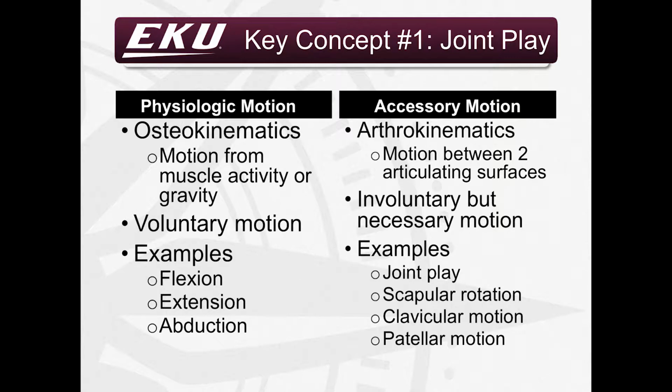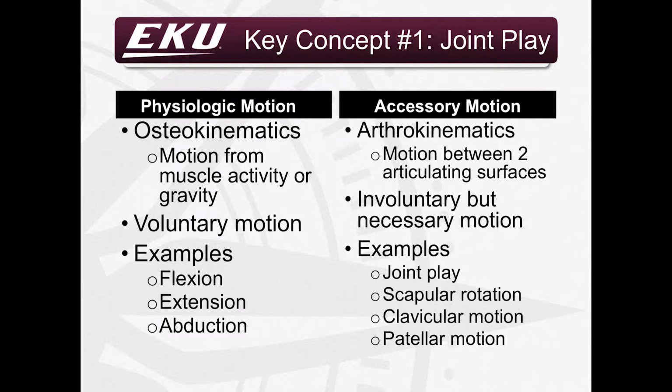Physiologic motion, or osteokinematics, is simply the motion that occurs from muscle activity or gravity. Physiologic motion is voluntary, such as the gross actions of flexion, extension, or abduction. Conversely, accessory motion, or arthrokinematics, is the motion that occurs between 2 articulating surfaces and is considered involuntary motion. For example, when you elevate or flex your arm in front of your body, you do not consciously control the motion that occurs between the glenoid fossa and humeral head by saying, I must make my humeral head spin posteriorly in order to elevate my arm.